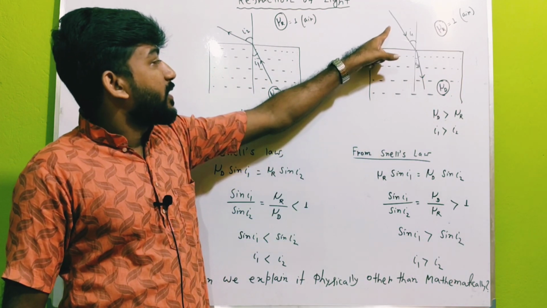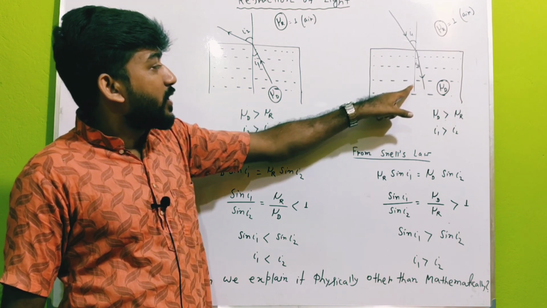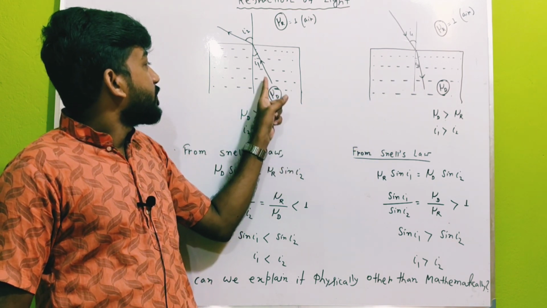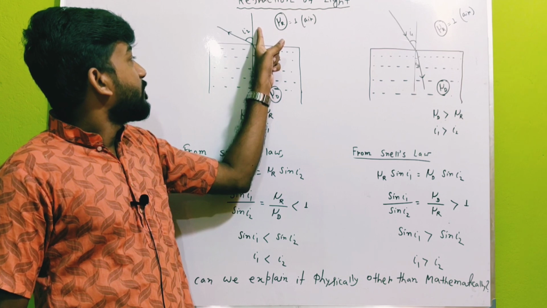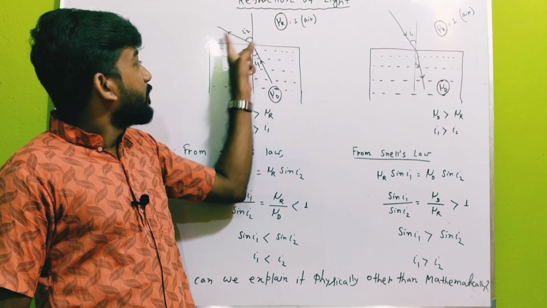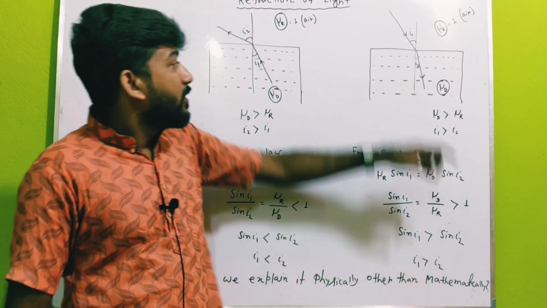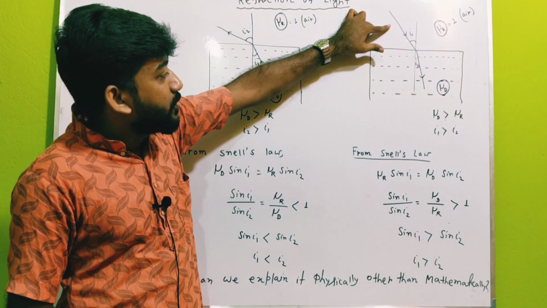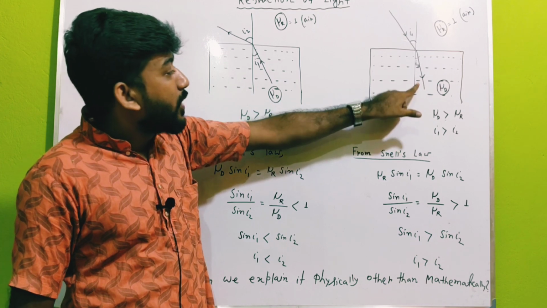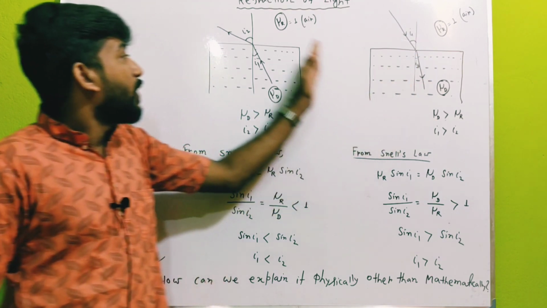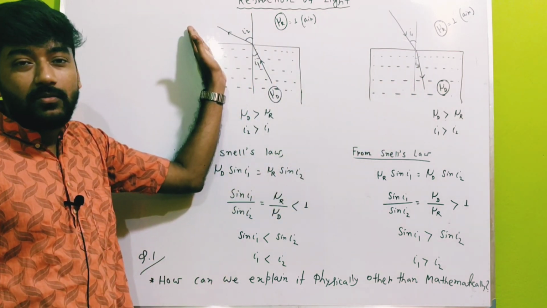When a light ray passes from rarer medium to denser medium, it bends towards its normal, and when it passes from denser medium to rarer medium, it will bend away from the normal. The question is why? Why, when a light ray passes from rarer medium to denser medium, does it bend towards its normal, or why does it bend away from its normal?